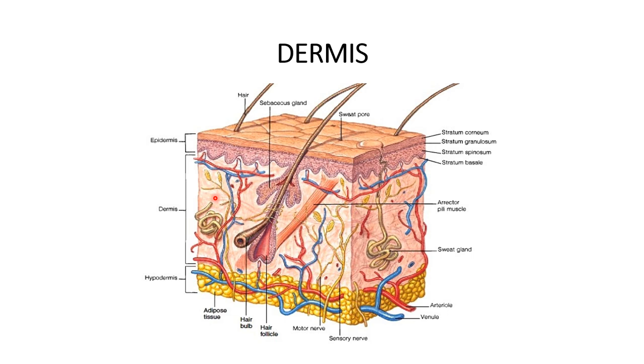Consisting of two layers, we have the papillary layer and the reticular layer. The papillary layer is so called because of the projections that protrude toward the overlying epidermis. These are the papillary projections, and it is thinner than the reticular layer. It is made up of loose connective tissue.